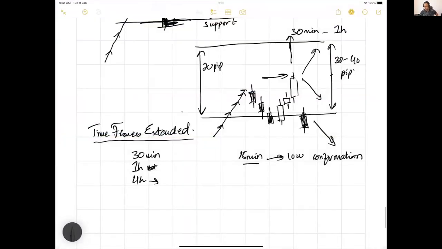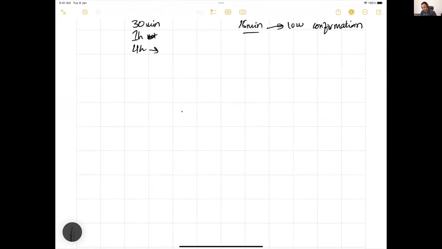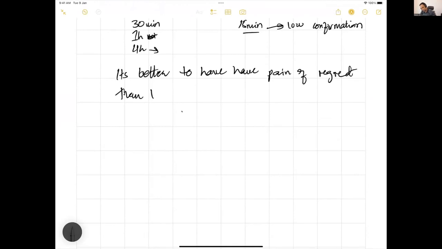And the lesson that you're going to learn over time is that it's better to have the pain of regret than to have the pain of a loss. It's very, very important. When you miss a trade, you're like, okay, you know what, I was waiting for the 30-minute confirmation, or the 1 hour confirmation, but price went up and I've missed the trade.